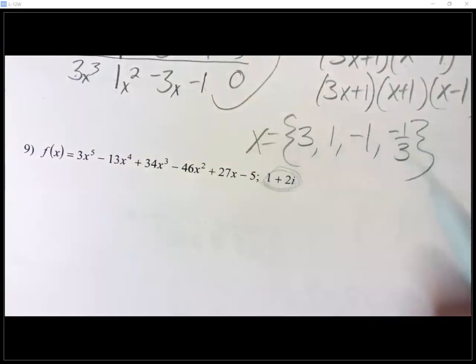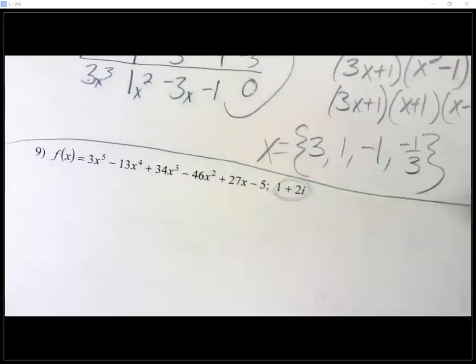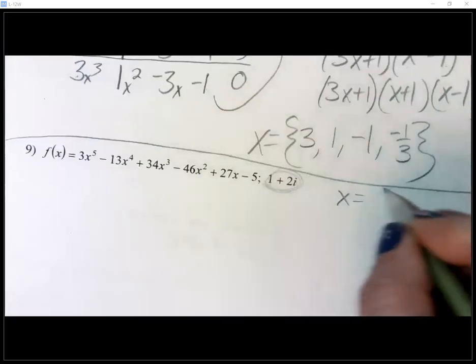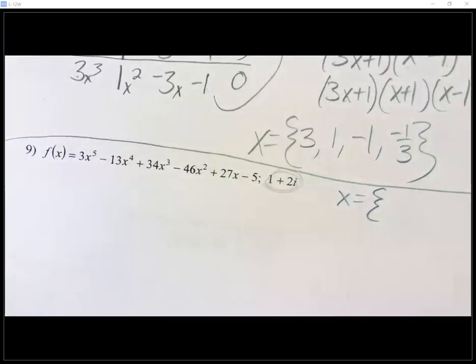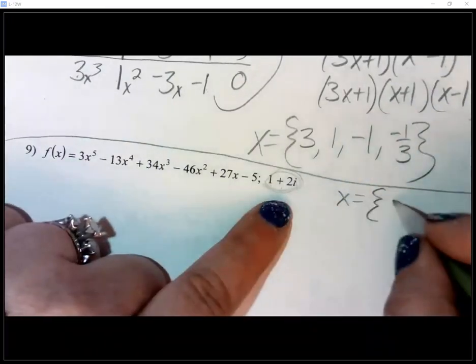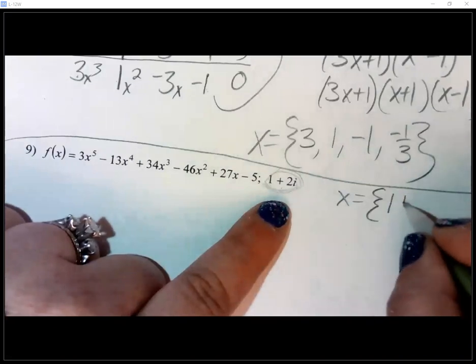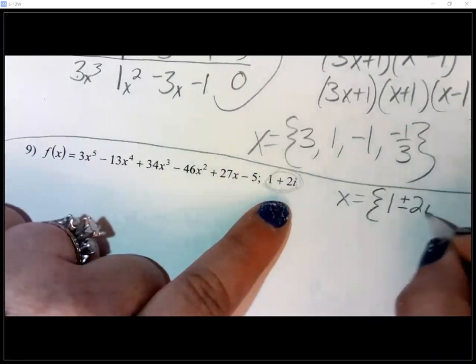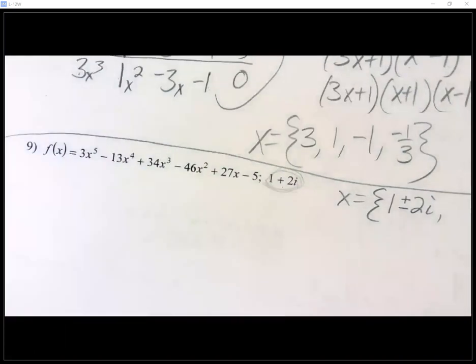So as I'm making my list of answers, how many am I going to have altogether? You're going to have 5 altogether, right? Because the degree is 5. They gave me 2 of them. I have not just 1 plus 2i, but 1 plus and minus 2i. You can write them separate or you can write them together. It really doesn't matter. An imaginary or an irrational automatically brings its friend to the party.